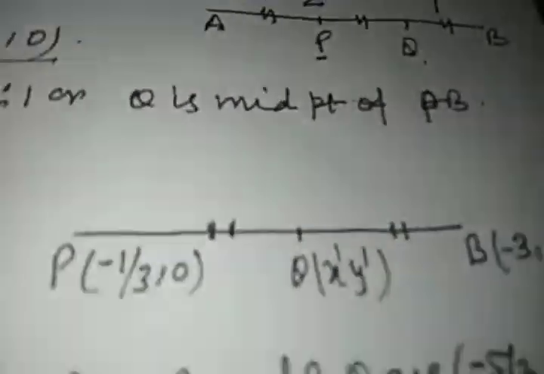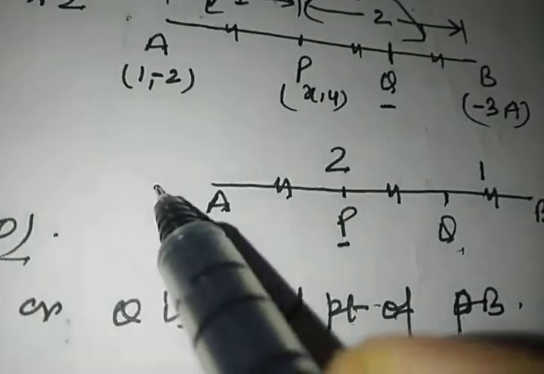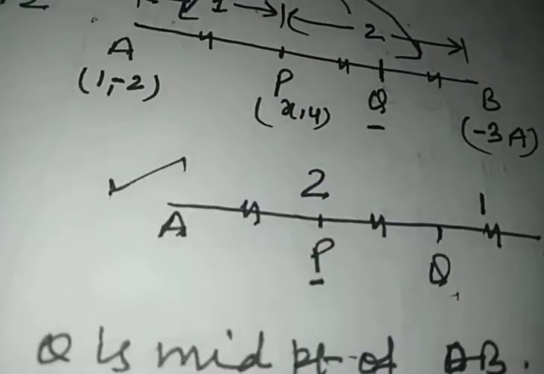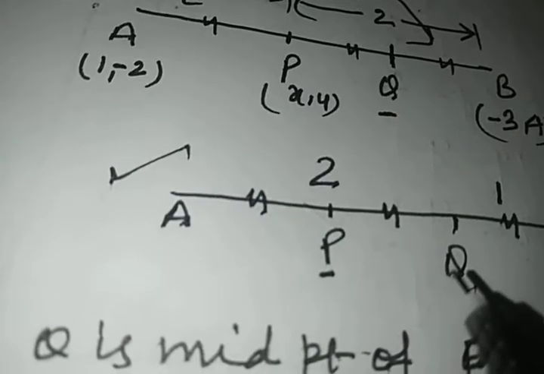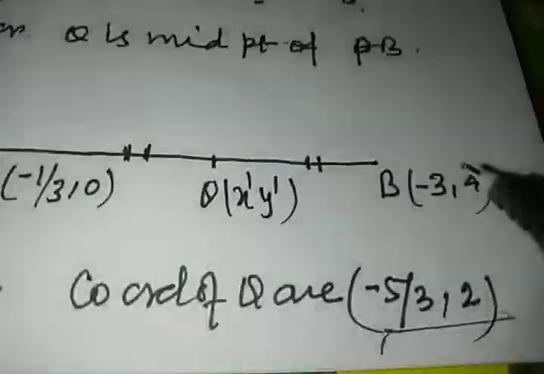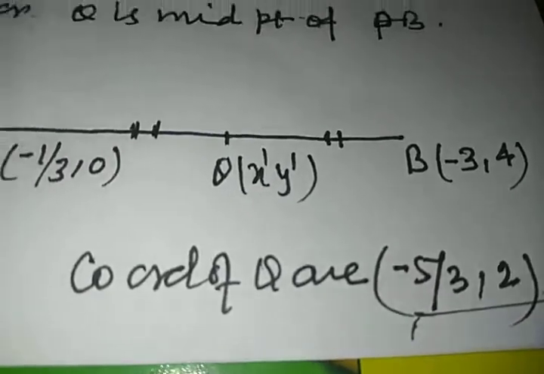My request is that you do the question like this also. Consider the ratio 2:1 and then find the coordinates of Q. A and B are known. Just try this, the answer will be the same as this.